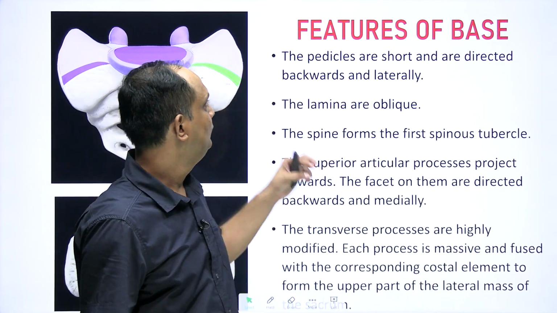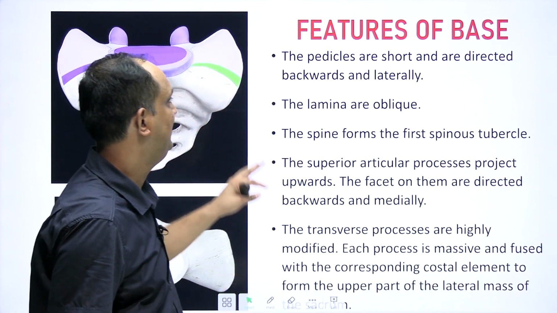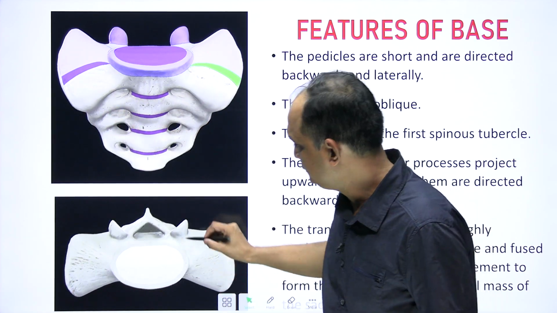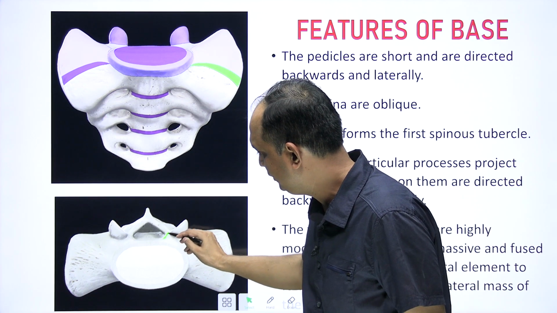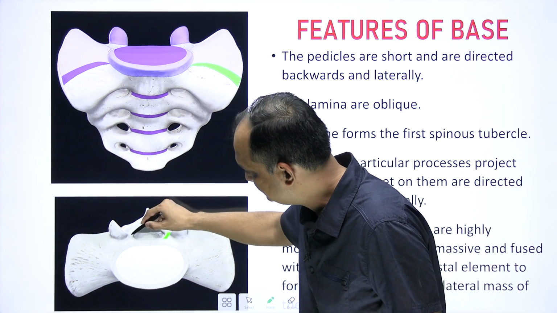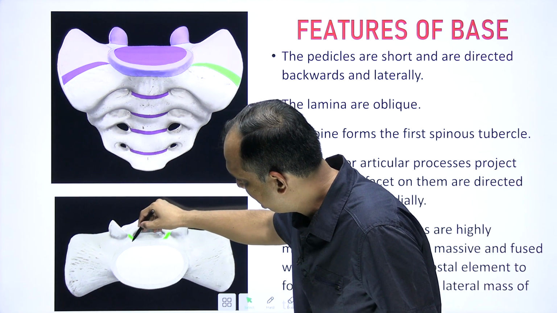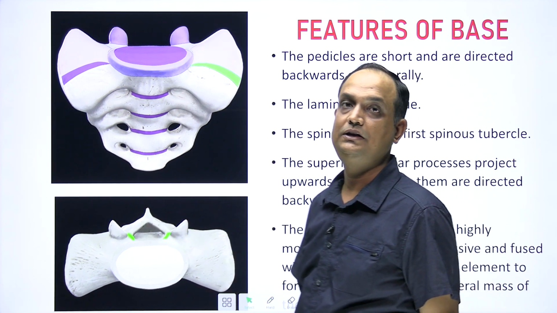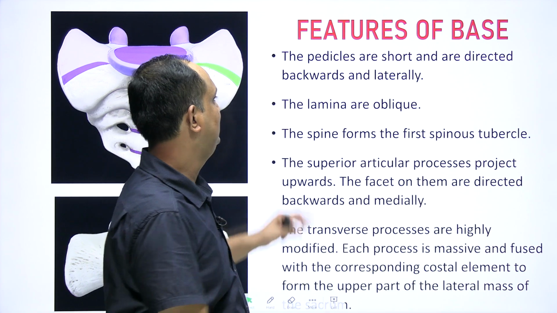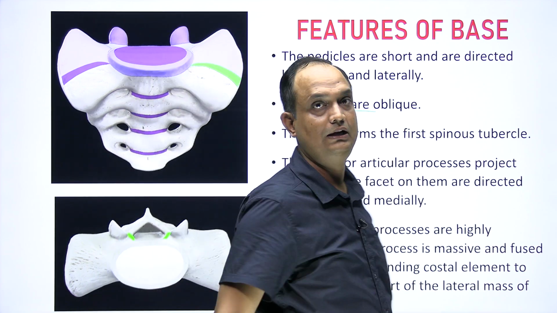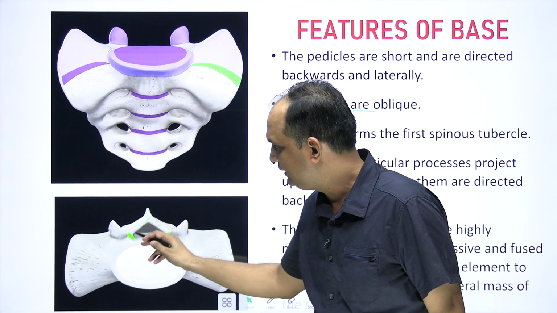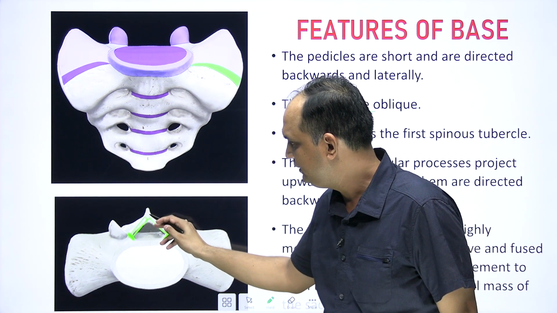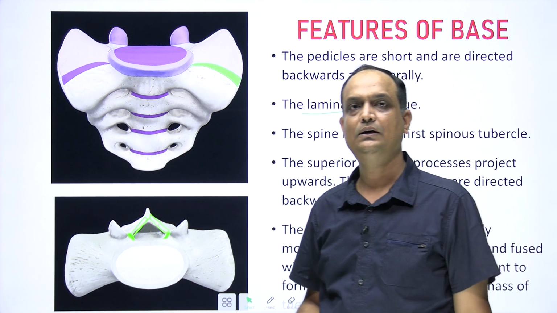Now, what are the other features? The pedicles are short. You know what a pedicle is? The pedicle is present posteriorly, and it is the connection between the body and the articular process. So, this small area is known as the pedicle. Pedicles are very short. Then you will have the laminae. Laminae are obliquely placed, and this part is known as the lamina. So, these are the laminae. Pedicles are very short as compared to the lamina.